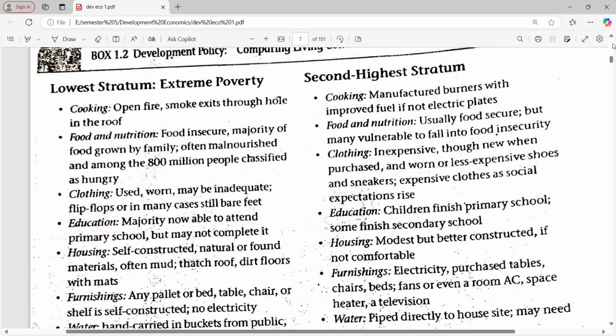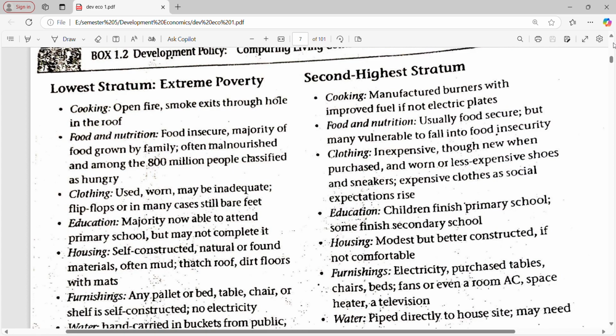So in the lowest stratum, it is extreme poverty. Over a billion people endure extreme poverty, surviving on less than $1.9 per day. This is adjusted with purchasing power parity, which we will study in the next class. So many suffer from multi-dimensional deprivations like lack of nutrition, healthcare, basic education and all. These people live in remote rural areas. Families often rely on subsistence farming.